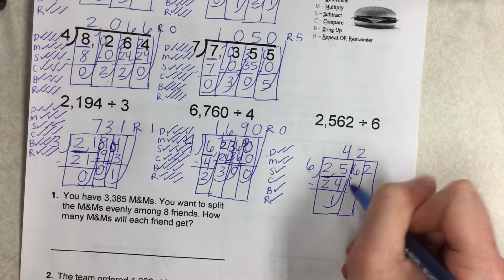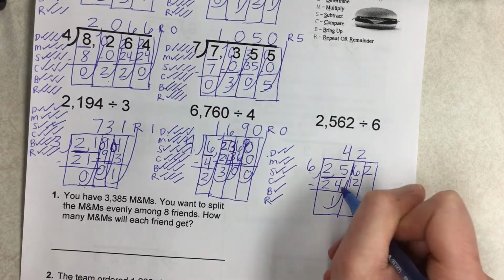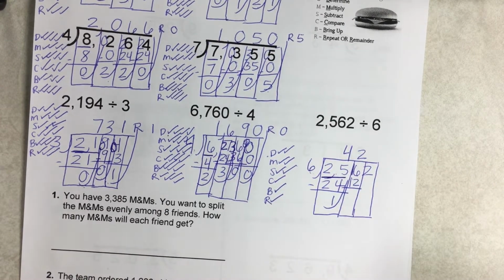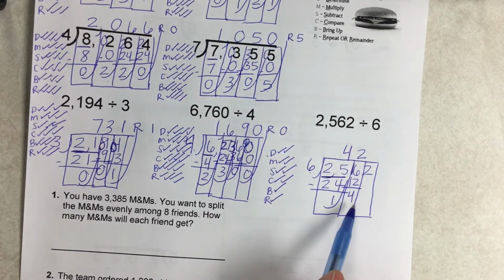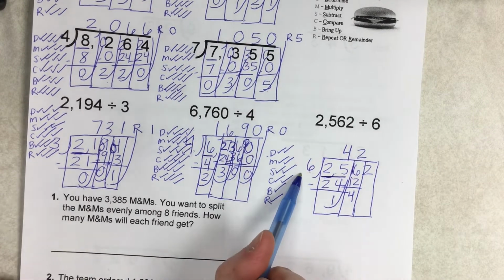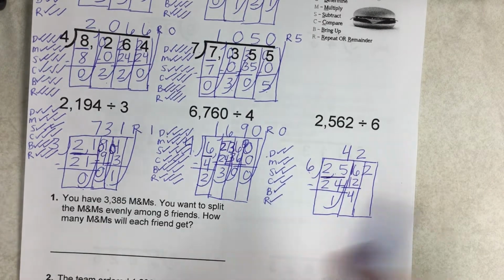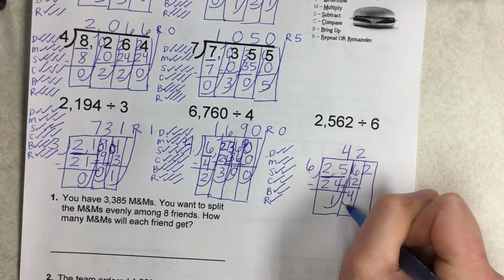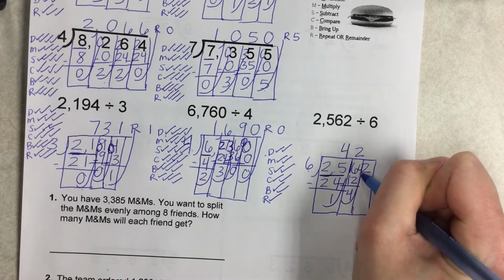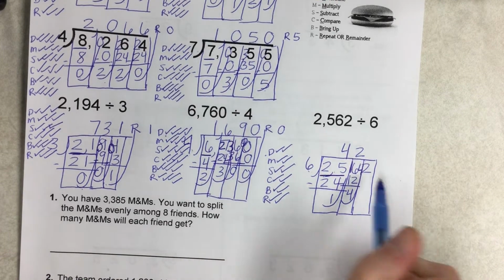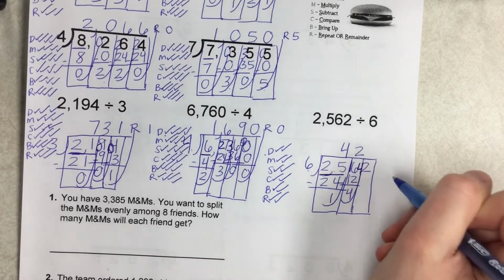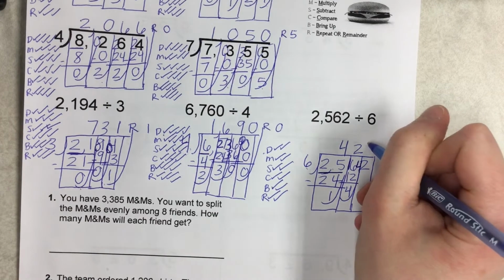6 times 2 equals 12. Subtract to see how many I have left. 16 minus 12 equals 4. Compare. 4 Smarties to pass out to 6 kids. I can't give every kid 1, so I can bring over my 4 to make it 42. Then repeat because I have 1 box left. 6 times what gets me close to 42 without going over.